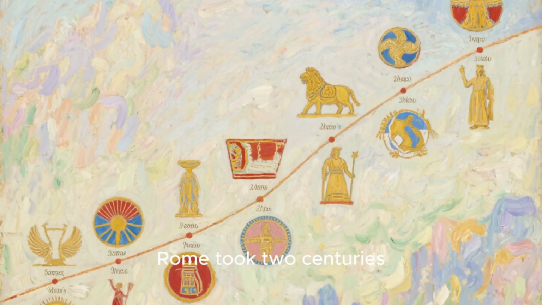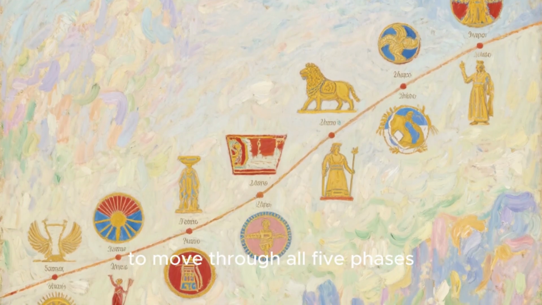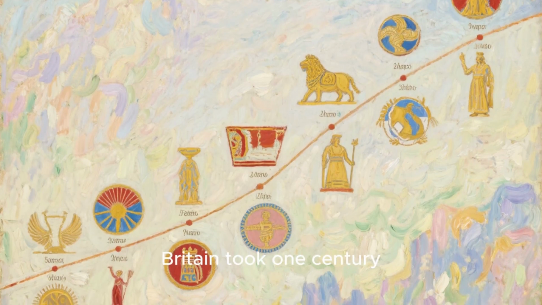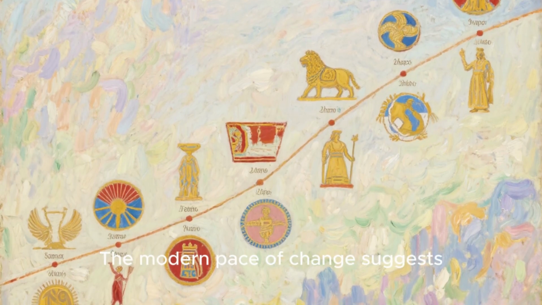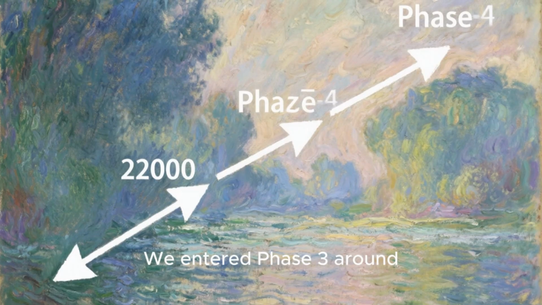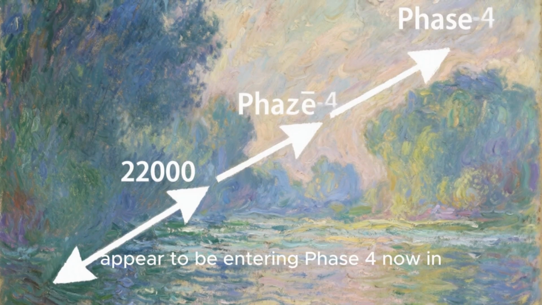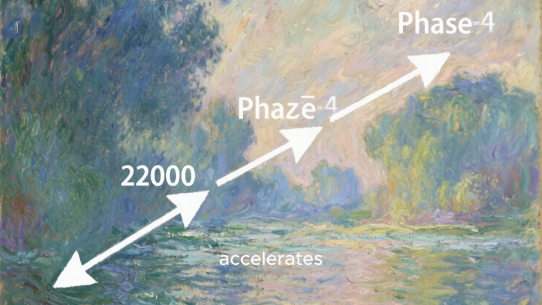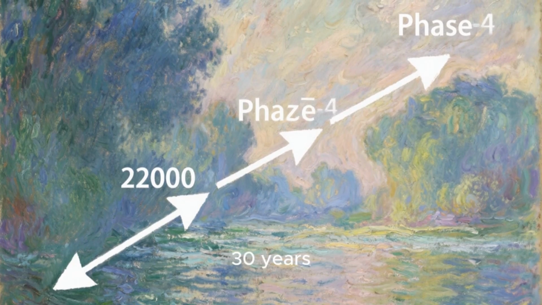Rome took 2 centuries to move through all 5 phases. Byzantium took 4 centuries. Britain took 1 century. The modern pace of change suggests America's pattern may be faster than Britain's. We entered Phase 3 around 2000. We appear to be entering Phase 4 now in 2025. If the pattern holds and accelerates, Phase 5 could begin within 10 to 30 years.